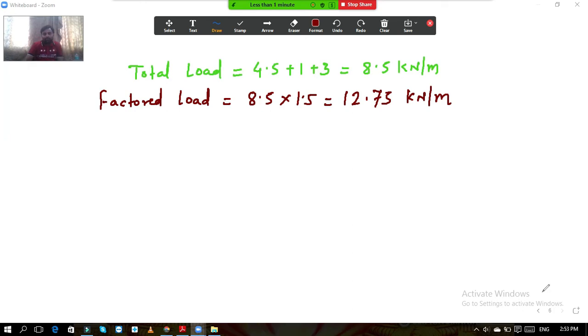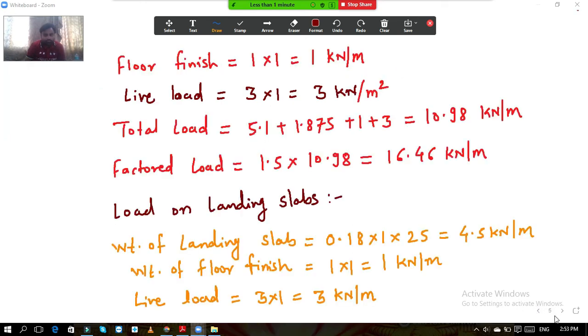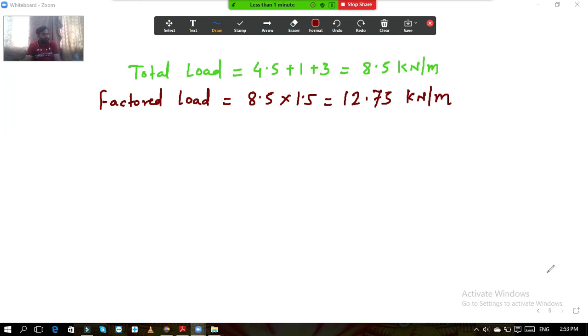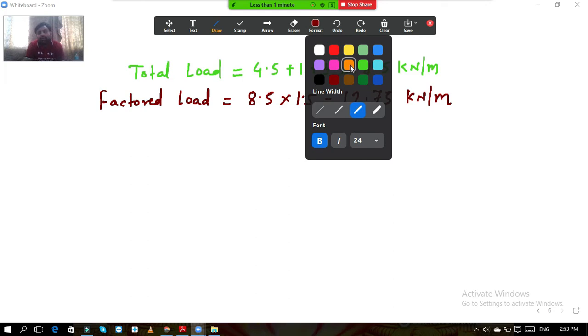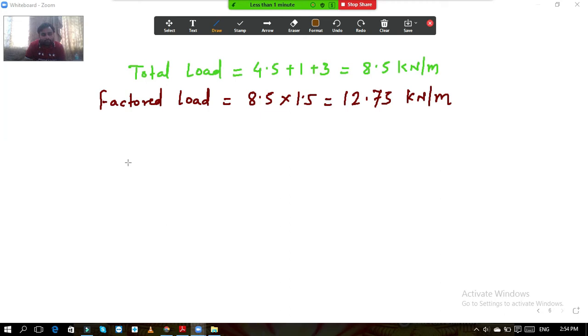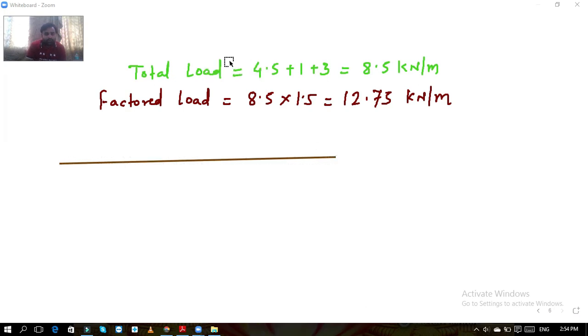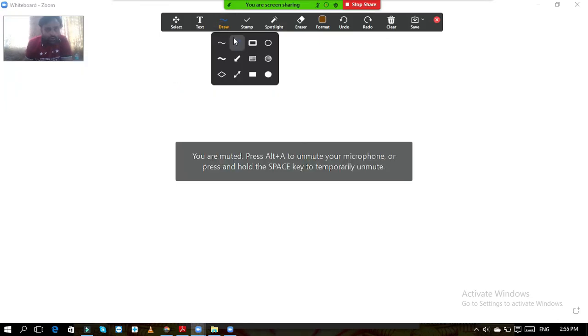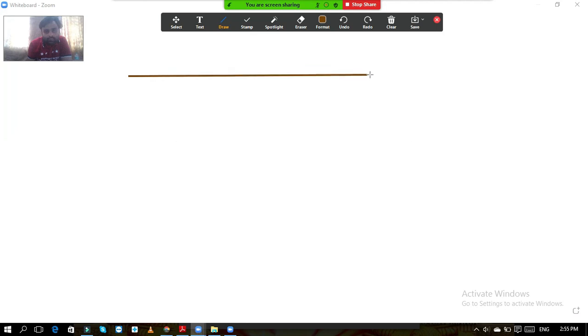Now I will draw the line diagram to calculate the bending moment. Same concept is there, which is explained in earlier numerical. So here, this is the total span. Now the supports are provided. So now I will draw the diagram over here. These are the supports.